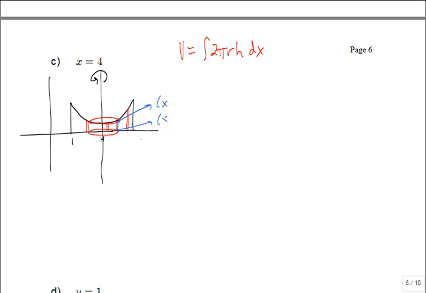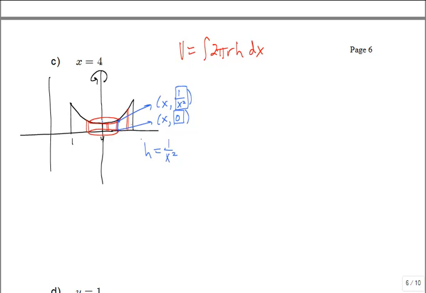They both share the same x. The bottom one is on the x-axis, so its height is 0. The top one is on our curve, and the equation of this curve again was 1 over x squared. So our height is this y minus this y, top minus bottom. So that's just going to be 1 over x squared.